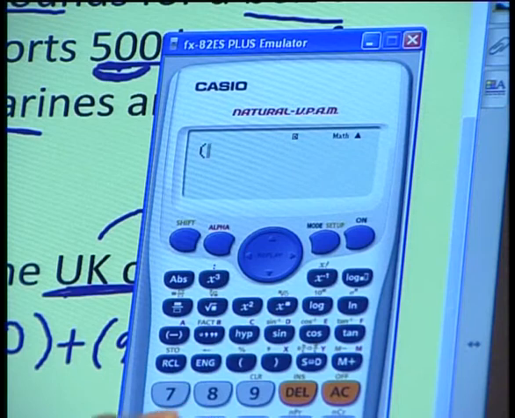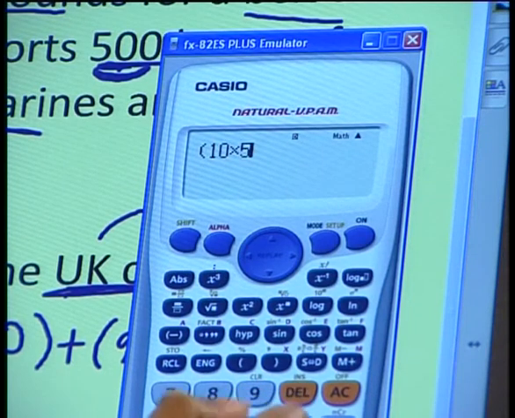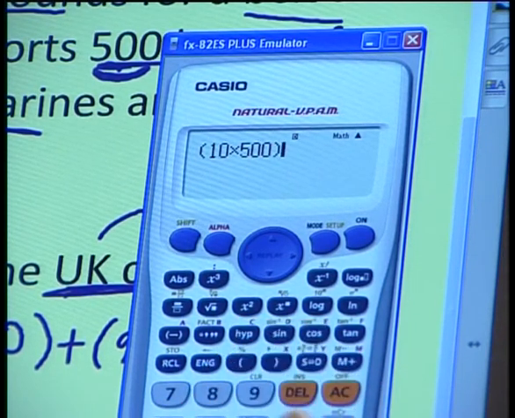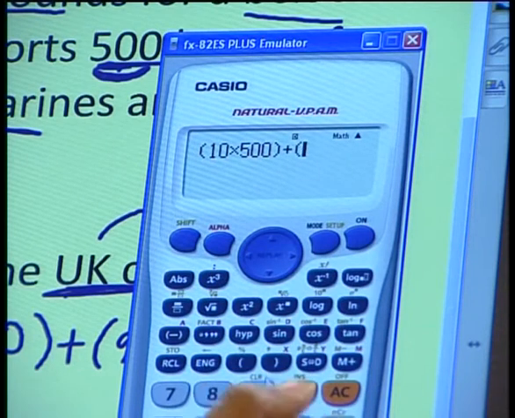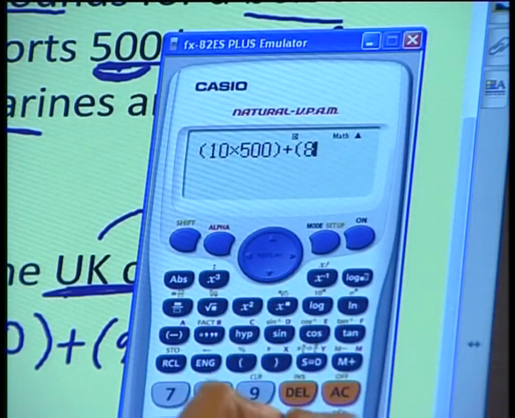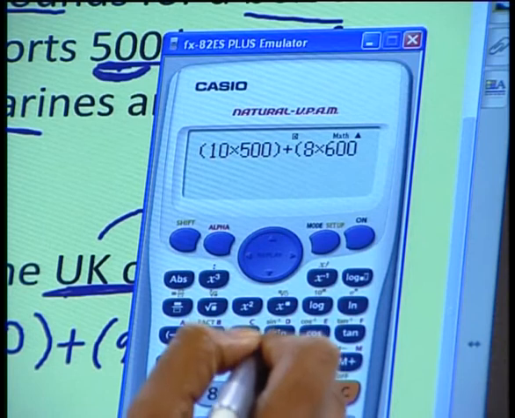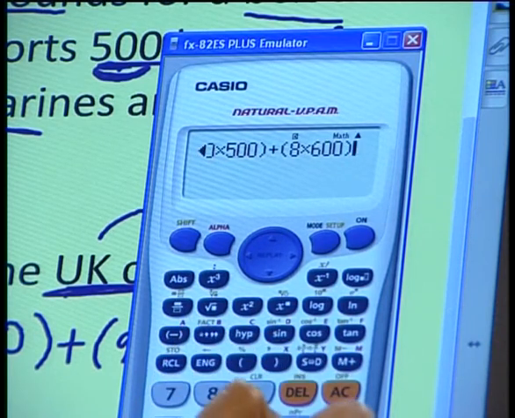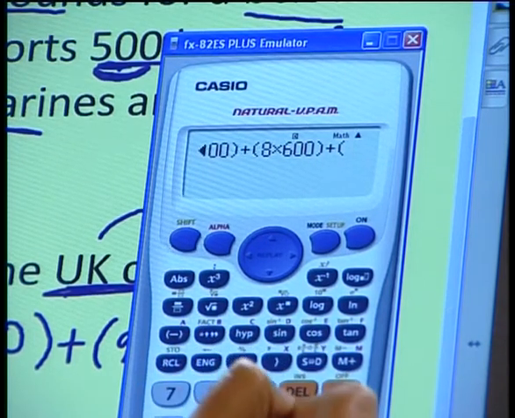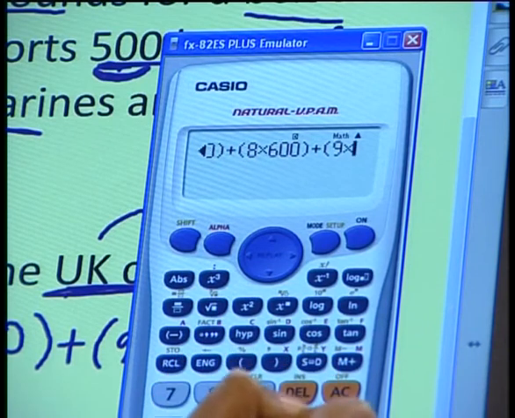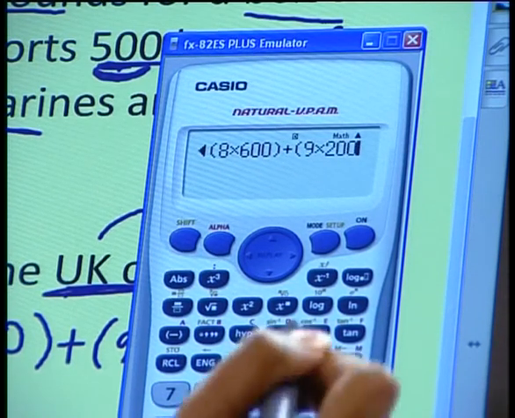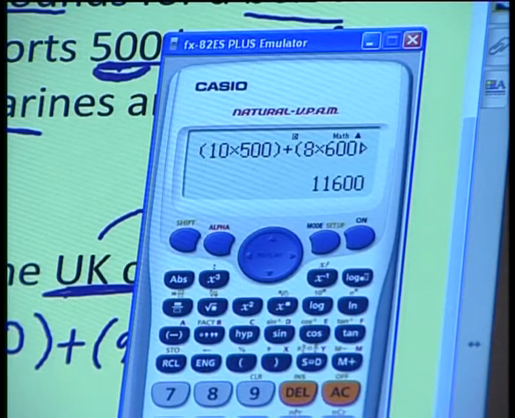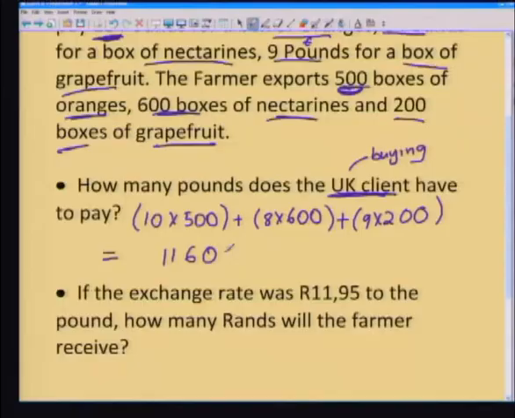Okay, so we've got 10 times 500 plus 8 times 600 plus 9 times 200, that's for your grapefruit, close our brackets, and we get 11,600. But 11,600 what? 11,600 pounds.